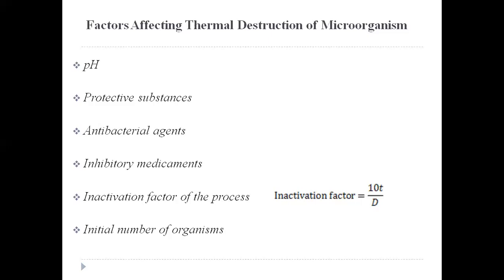The next one is antibacterial agents. The addition of antibacterial agent in injections can reduce the sterilization temperature from 115 degree to 100 degree centigrade. It is very useful for the sterilization of thermolabile substances. The method of sterilization is commonly called sterilization by heating with bactericide.